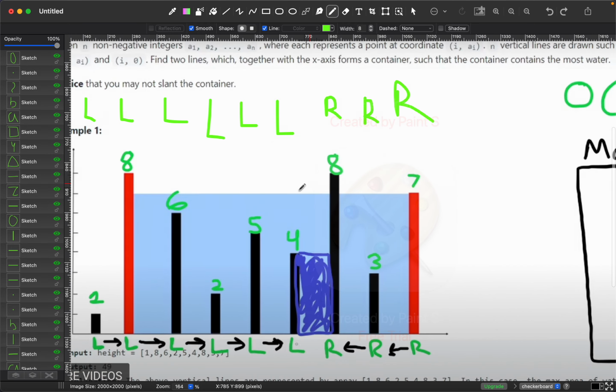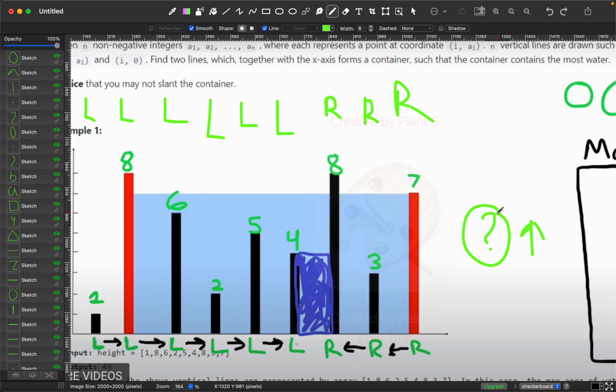So for this case, if your a and b are at very tall places, it will generate a very big area. But if your a happens to be at a very short area, and the other one is also very short, you therefore get a very short area, which is not ideal, because at the end of the day, what you really want is for your area to be as high as possible.